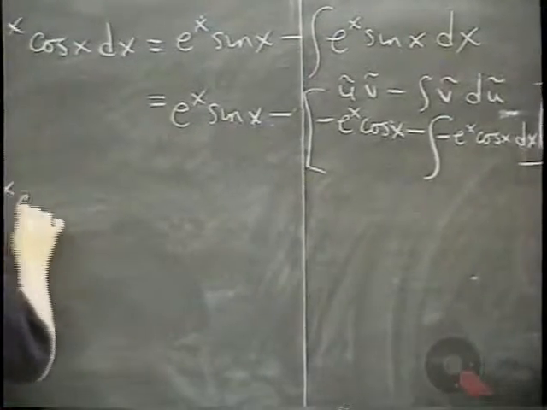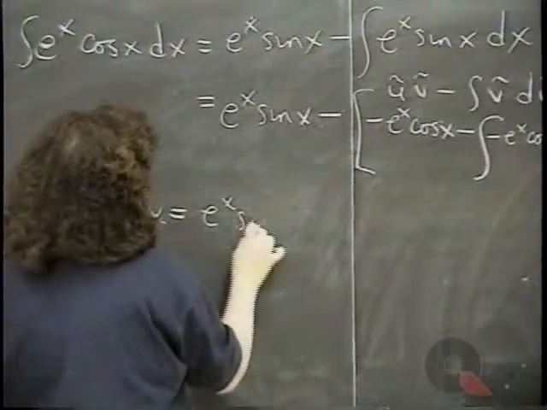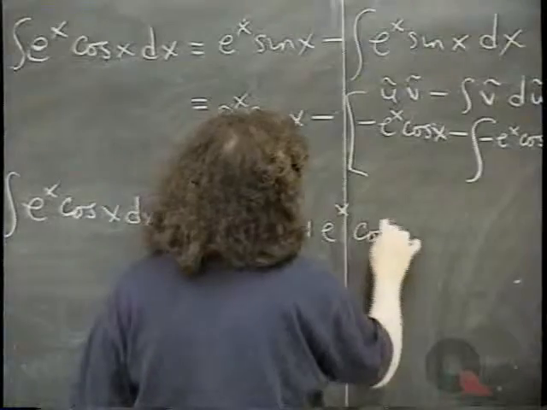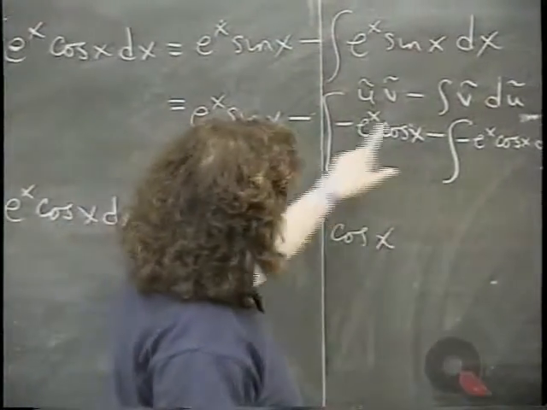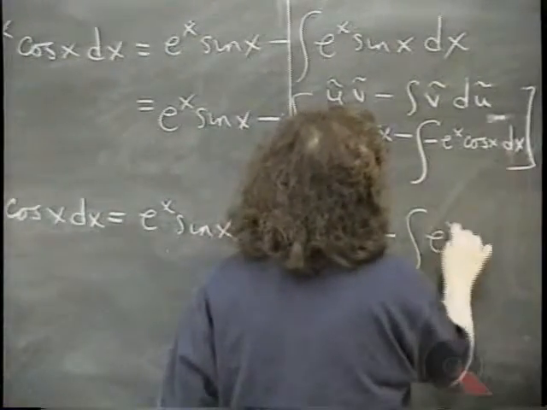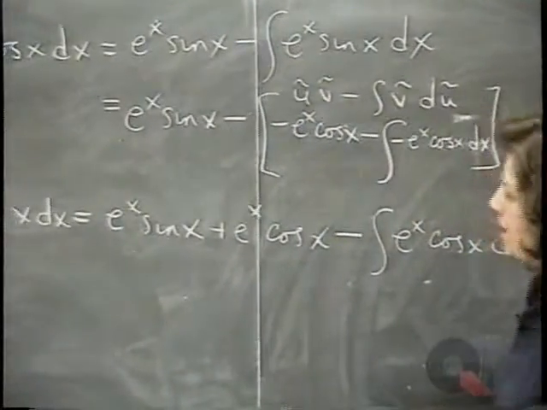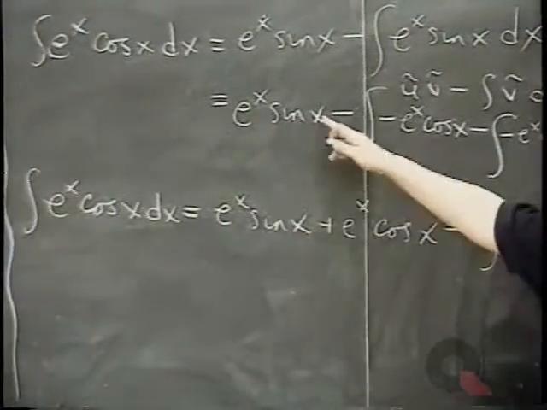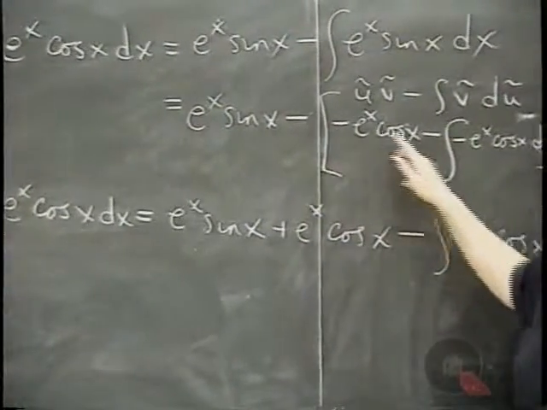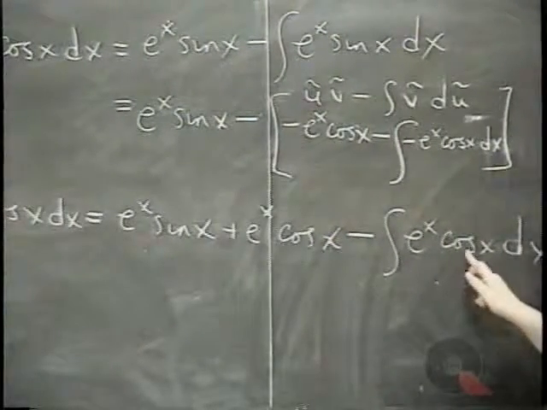Integral of e to the x cos x dx. We have e to the x sine x minus a minus, so plus e to the x cos x, minus a minus, minus, 3 minuses, so negative integral of e to the x cos x dx. Okay, so the integral of e to the x cos x dx equals e to the x sine x plus e to the x cos x, minus the integral of this. Now, is this better or worse than the one we started with?